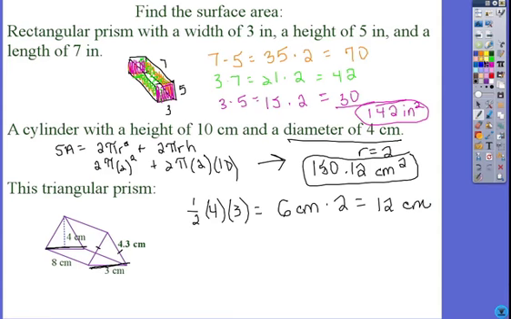Now I need to look at the rectangular faces. So let's look at the bottom here. It's 8 by 3. It's a rectangle that's made up of 8 by 3. So I do 8 times 3. That's the area of this rectangle, which is 24 centimeters.